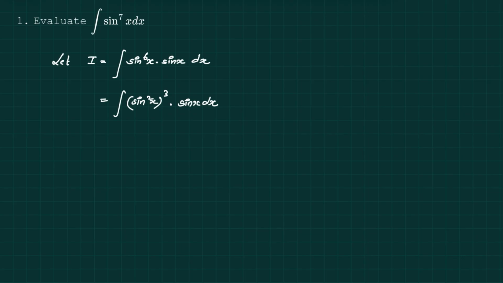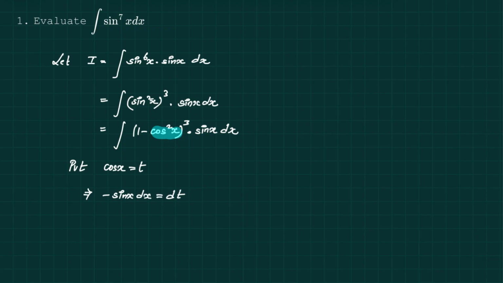Now as we know that sine square x plus cos square x equals 1, so here I can write this sine square x as 1 minus cos square x, whole cube, into sine x dx. Now let us substitute this cos x to be t. So let us put cos x equals t, and differentiating both sides with respect to x, I'll get d/dx of cos x is minus sine x dx equals dt. That means sine x dx equals minus dt.